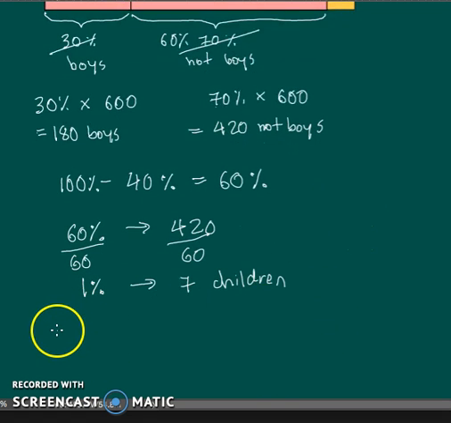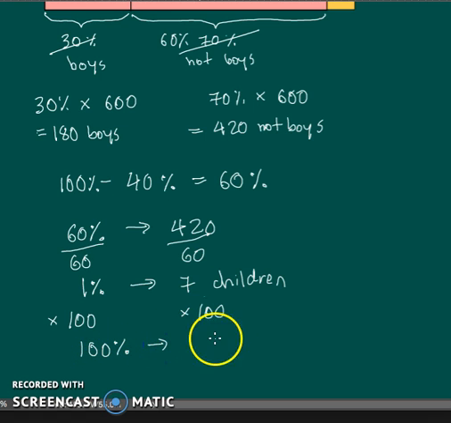And now I can find out how many children are represented with the entire graph. To go from 1% to 100%, I'm going to multiply both sides by 100. And that tells me that 100%, which represents the entire graph, or all the kids on the whole field, means that there are 700 children.